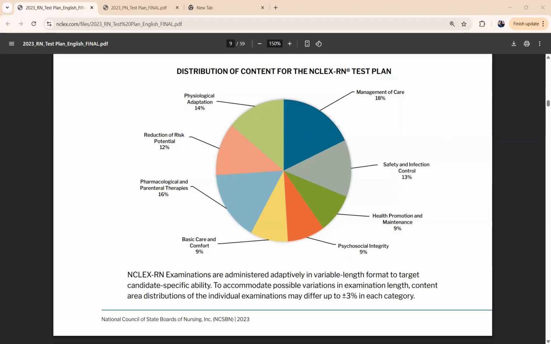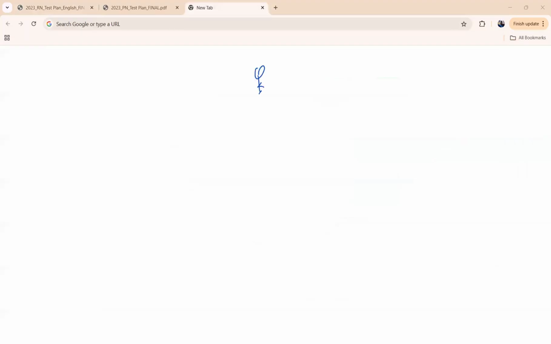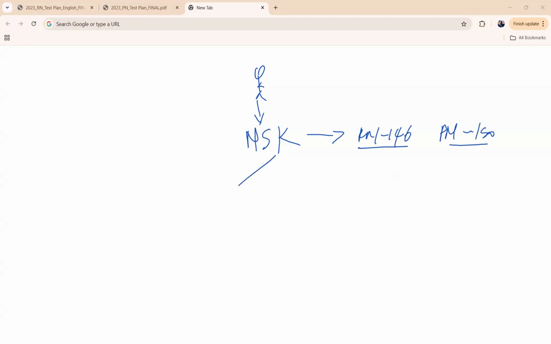Now, this is the NCLEX mindset. The NCLEX knows that what you have is nursing school knowledge. Now, NCLEX doesn't want to test you on all your knowledge. They just want to test you on specific knowledge, right? Those specific knowledge are the RN 146 content and then the PN 150 content. But knowing all this content, NCLEX wants to see if you can use that content to practice and show that you are a safe nurse.